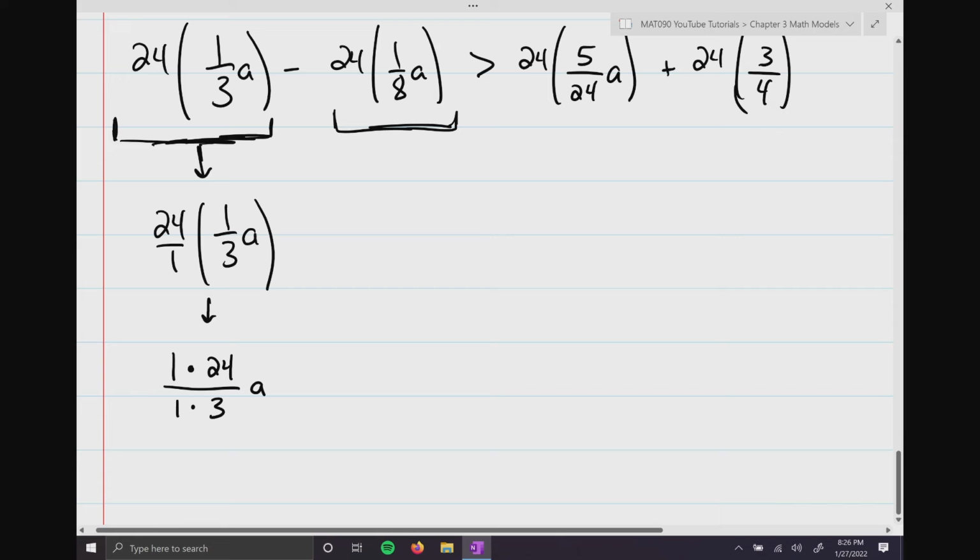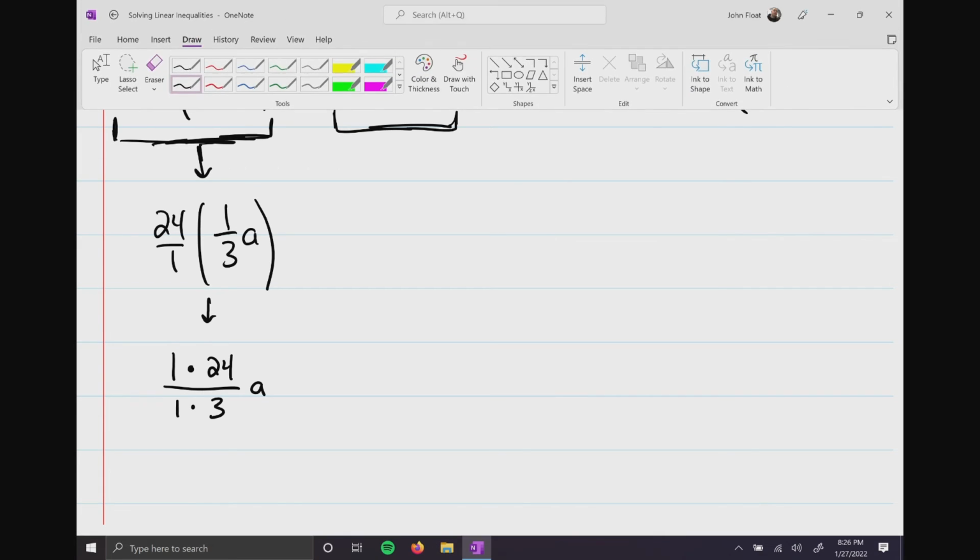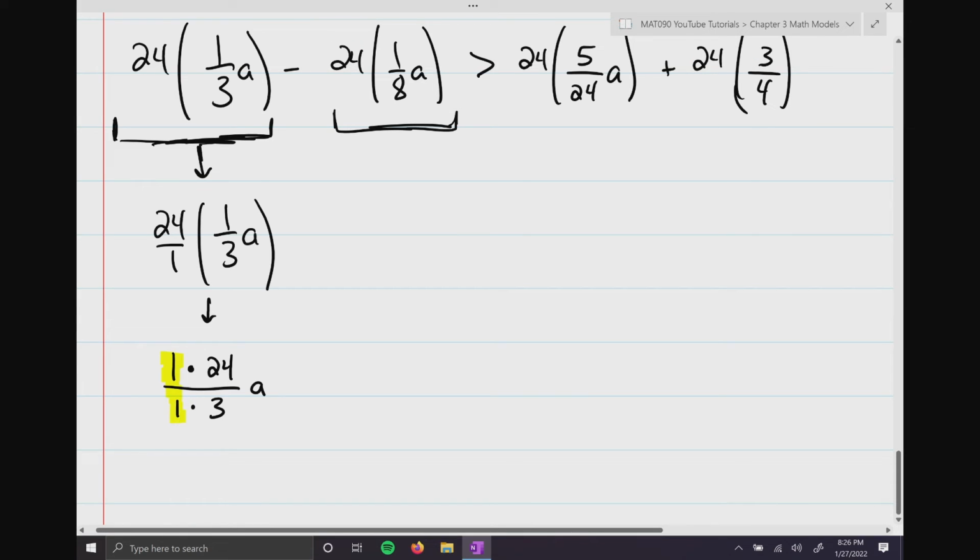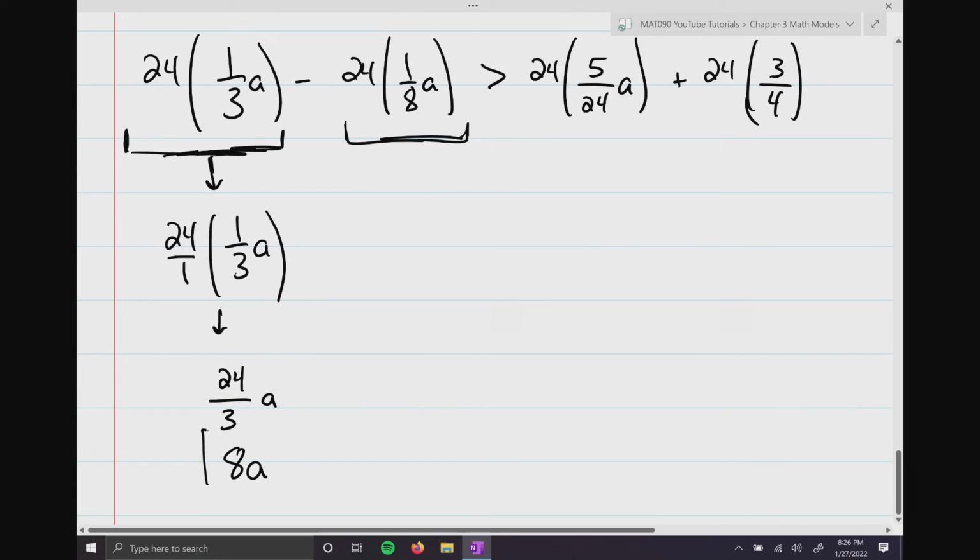Now, if you look at this, we have 1 over 1, which we know reduces down to the number 1. So I can just cross it out. Now we have 24 divided by 3. 24 divided by 3 is going to be 8, and then you write the letter A next to it. So when all is said and done, 24 times 1/3 A is 8A. Now I'm going to do the same thing for this second part.